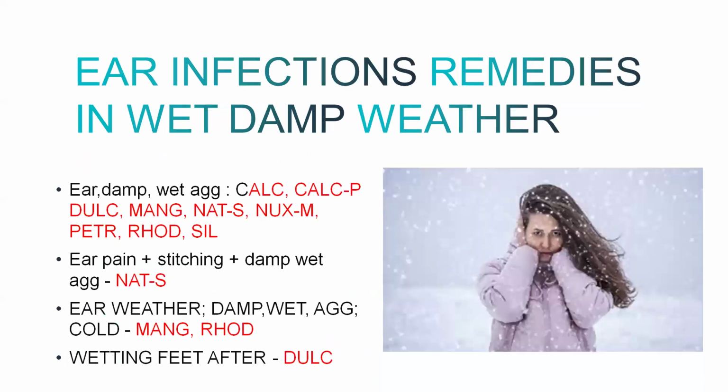Coming to ear infections. Ear infection remedies in wet damp weather. The remedies are calcarea carb, calcarea phos, dulcamara, manganum aceticum, natrum sulph, nux vomica, petroleum, rhododendron, and silicea. If there is a lot of stitching type of pain with damp wet aggravation, think of natrum sulph. And for ear trouble with damp wet aggravation with cold, manganum and rhododendron. If the feet get wet and after that they are affected with ear infection, think of dulcamara.